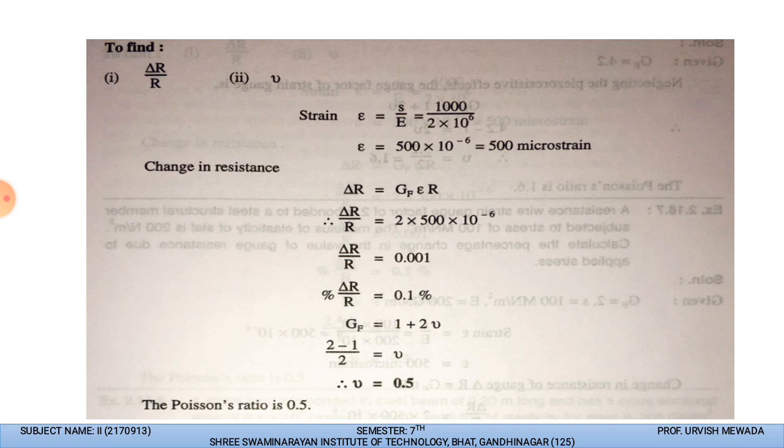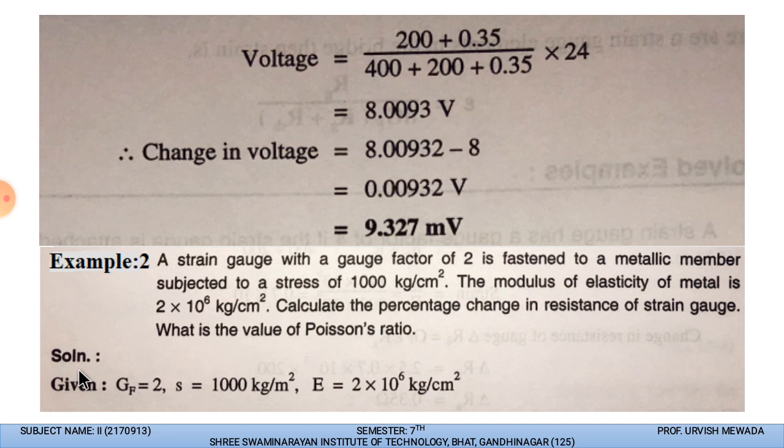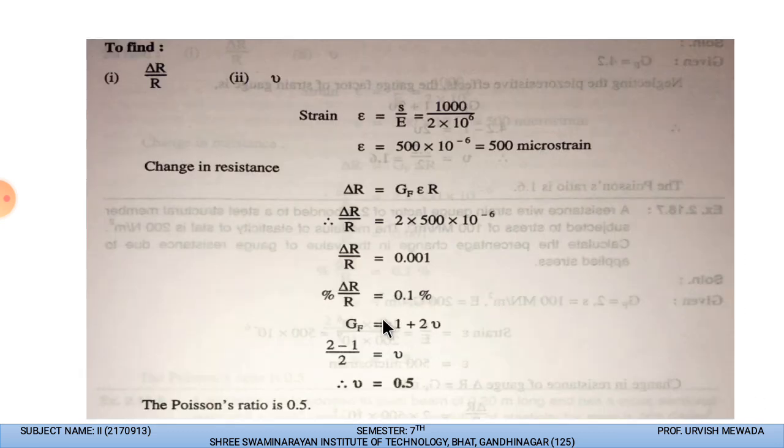So whenever the object, or we can say the substance, is under stress, say the stress applied is 1000 kg per centimeter square, at that time our gauge will show the percentage change in the resistance is 0.1%. So from this we can determine the value of the Poisson's ratio.